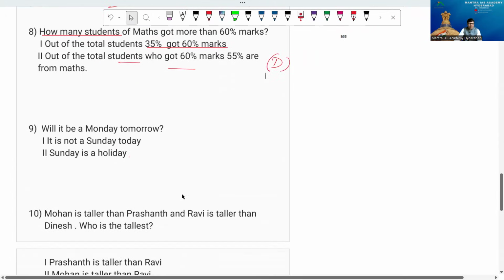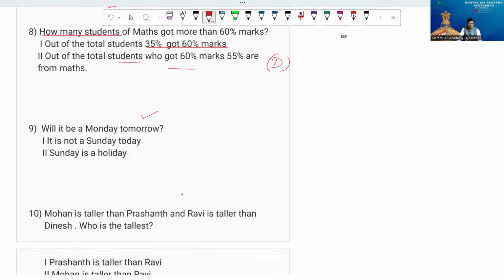Now the ninth question, please observe. Will it be a Monday tomorrow? It is not a Sunday today. Sunday is a holiday. Fine. But please tell me, is it possible? Not Sunday means maybe Saturday, Friday, Thursday. I don't know. So it may be or may not be. I'm not deciding. Will it be a Monday tomorrow? By using the first statement, it's not possible. The second also is not possible. Even combined it's impossible. So the answer is D.